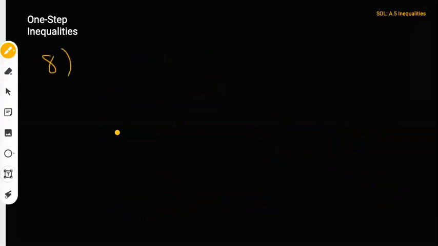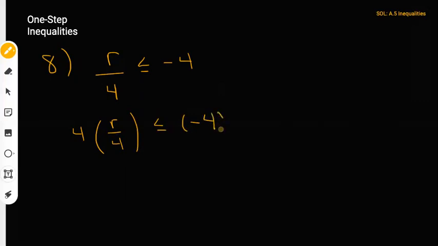All right, let's look at number 8. I've got r divided by 4 is less than or equal to negative 4. So for this one, I need to get the r by itself, but I need to get rid of this 4 in the denominator. Since I'm dividing by 4, I'm going to do the opposite of that, which is multiplying both sides by 4. So I'm going to multiply the left side by 4, and I'm also going to multiply the right side by a 4.